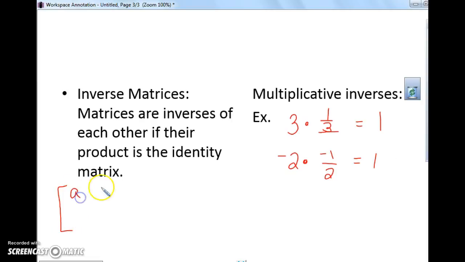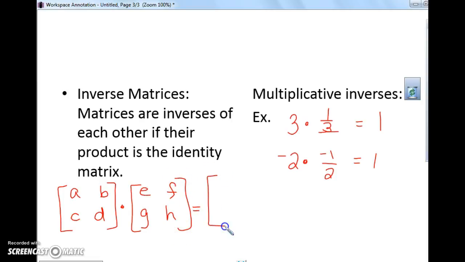So if we had some matrix, and I'm just going to write this in, and this produced the identity matrix, we would know for sure that these matrices undo each other. They provide us with the identity matrix. They undo each other.